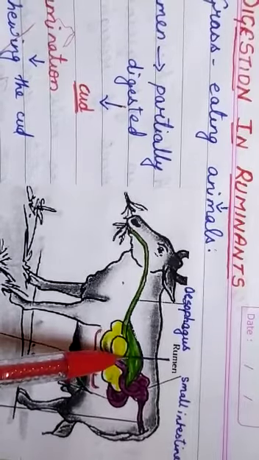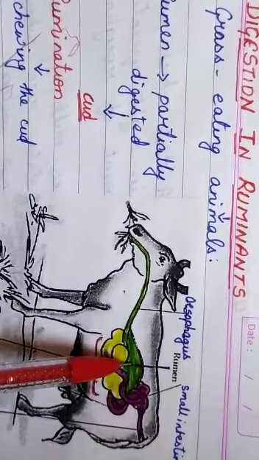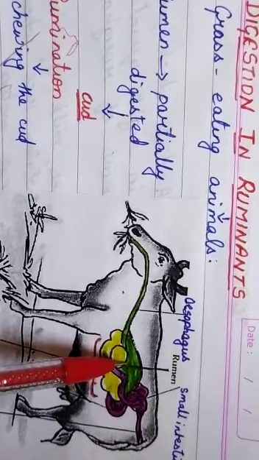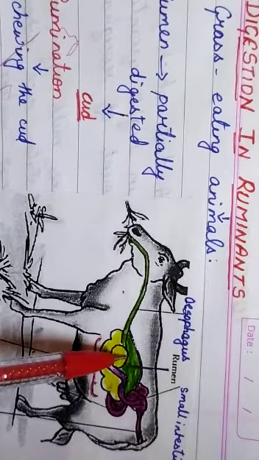Now here in the rumen, the grass gets partially digested. It is not fully digested. It is partially digested. And this is called the cud.